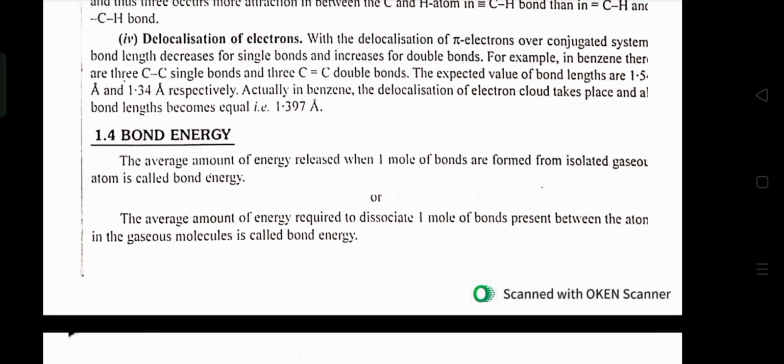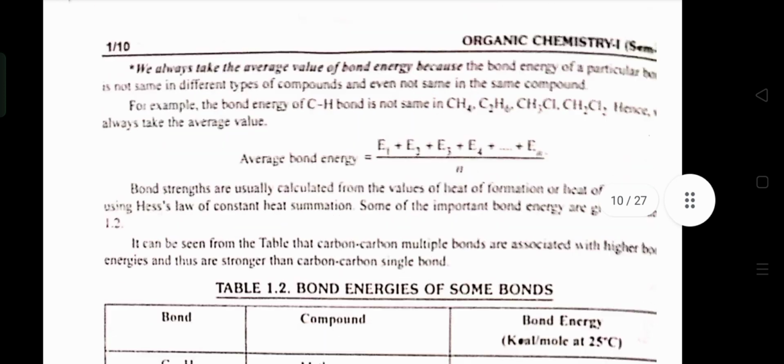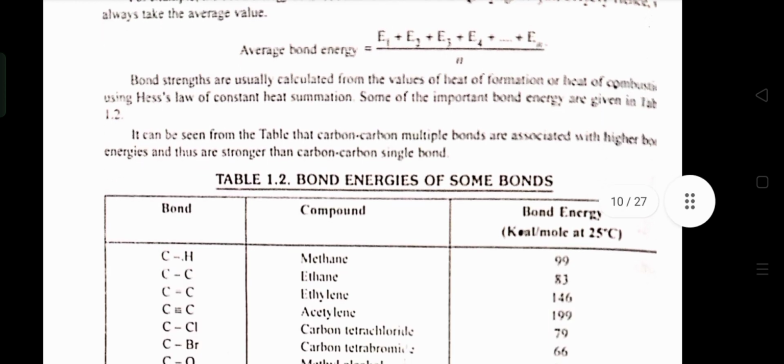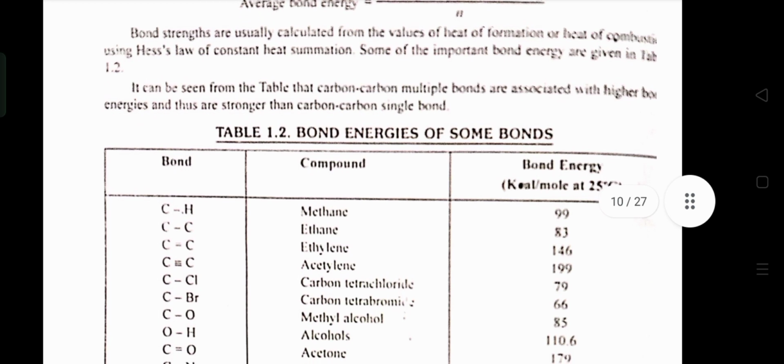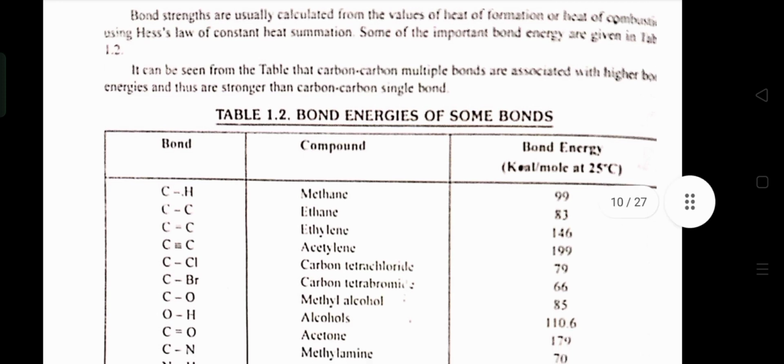1.397 Angstrom. Bond energy: the average amount of energy released when one mole of bonds is formed from isolated gaseous atoms is called bond energy. We always take the average value of bond energy because the bond energy of a particular atom is not the same in different types of compounds and even not the same in the same compound. Bond strengths are usually calculated from the value of the heat of formation or heat of combustion using Hess's law of constant heat summation. Some of the important bond energies are given in the table.